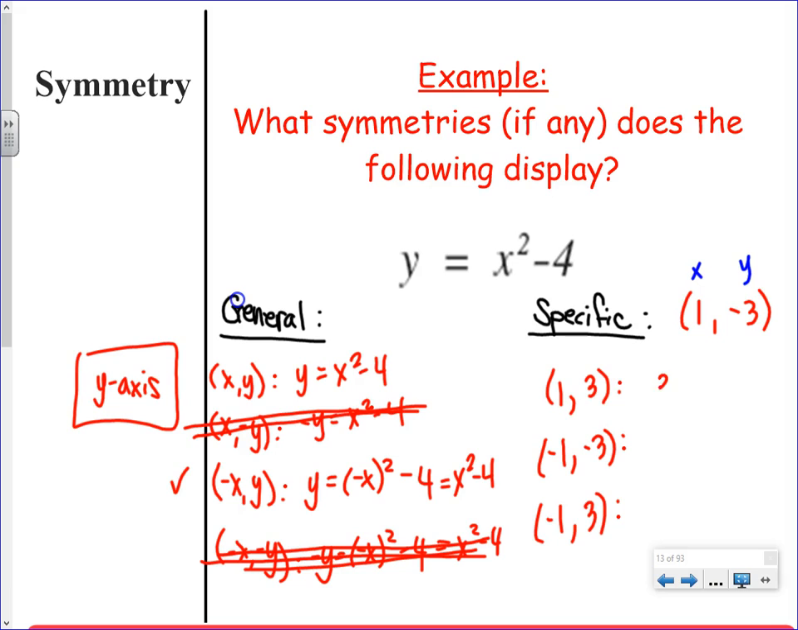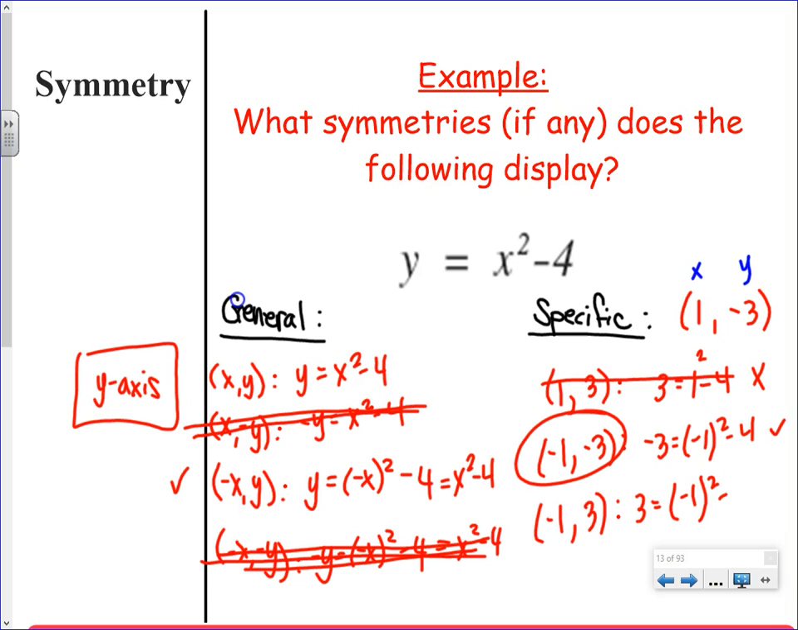So therefore I can plug in and say, hey, does 3 equal 1 minus 4? Sorry, 1 squared minus 4, which is 1 minus 4. Does 3 equal 1 minus 4? No. 3 does not equal negative 3. So that one's out. Does negative 3 equal negative 1 squared minus 4? Yes. PEMDAS, that'd be a 1. 1 minus 4 is negative 3. Yes. Okay, that's a winner. Last one, does 3 equal negative 1 squared minus 4?